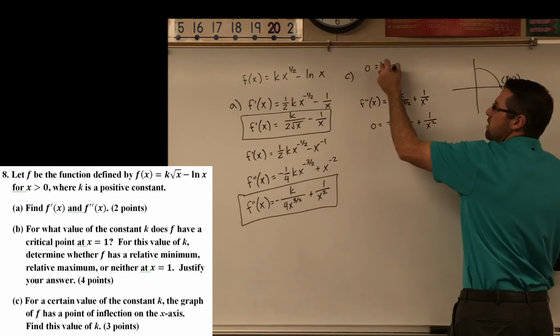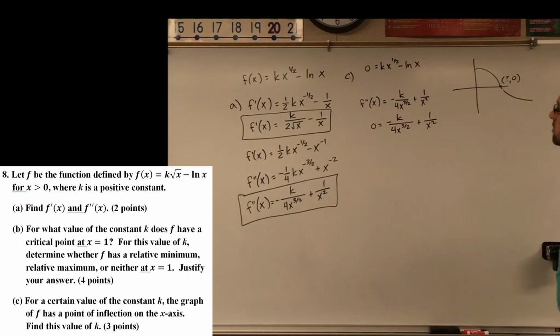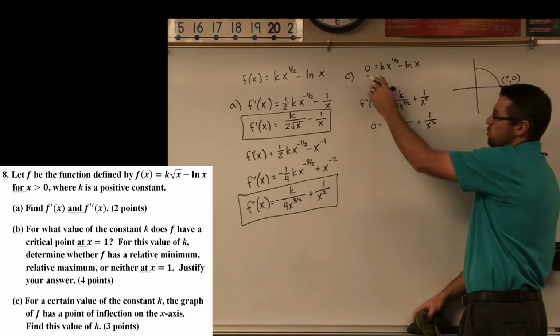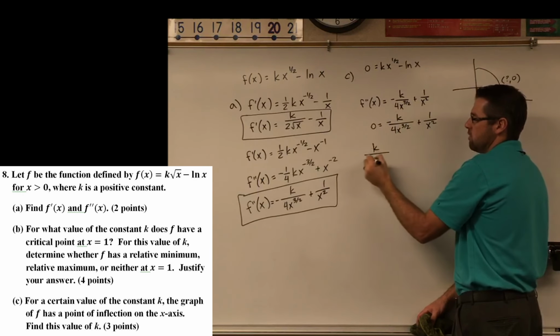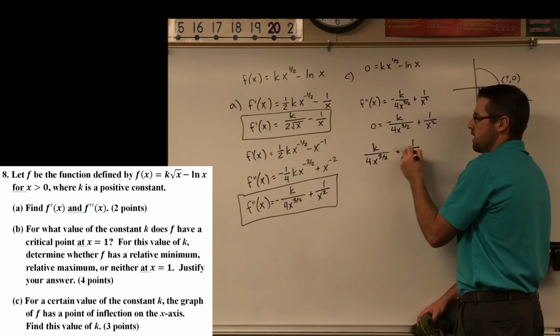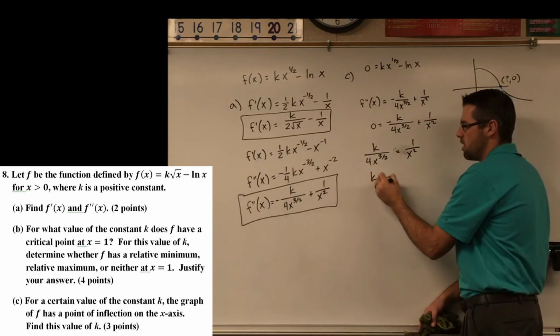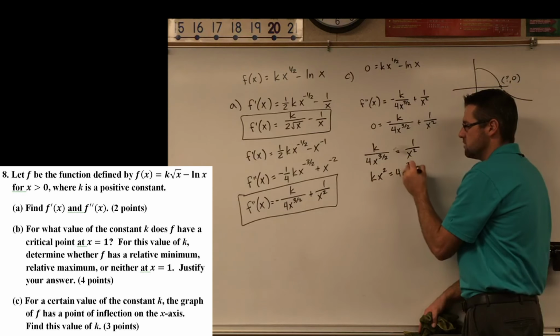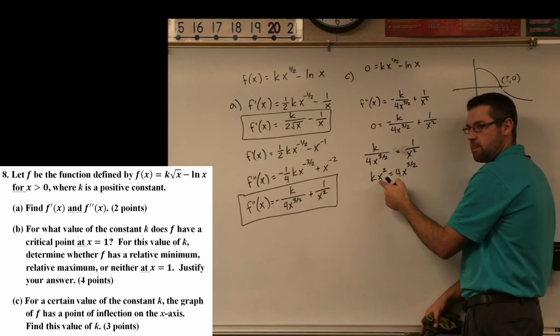So 0 equals k x to the 1/2 minus natural log of x. Wow, that's gross. That's one thing we've got to consider later. I'm going to simplify this by adding this to both sides. So I get k over 4x to the 3/2 equals 1 over x squared. You guys okay with that? Cross multiply maybe. So you get kx squared equals 4x to the 3/2. And divide by x squared, because we're trying to solve for k, right?